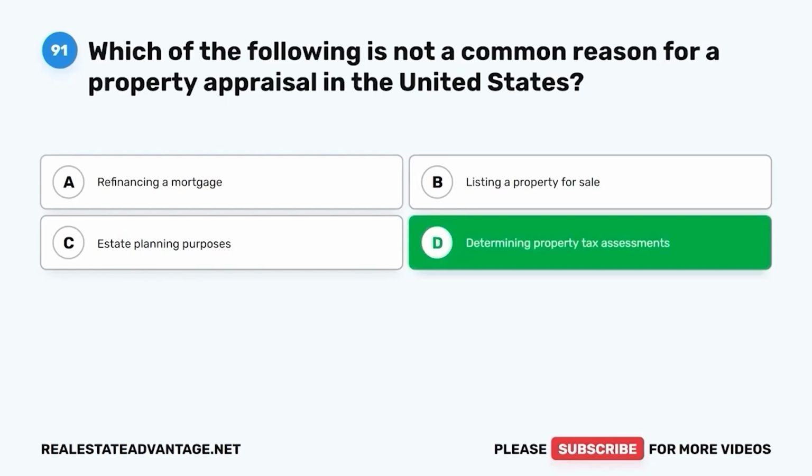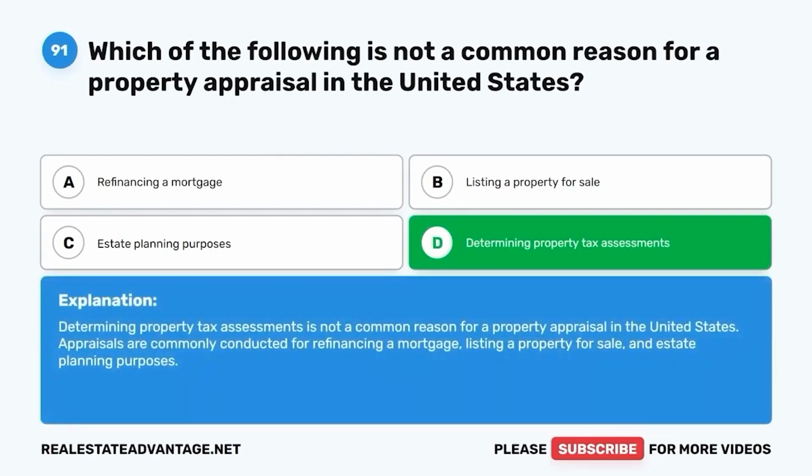Determining property tax assessments is not a common reason for a property appraisal in the United States. Appraisals are commonly conducted for refinancing a mortgage, listing a property for sale, and estate planning purposes.